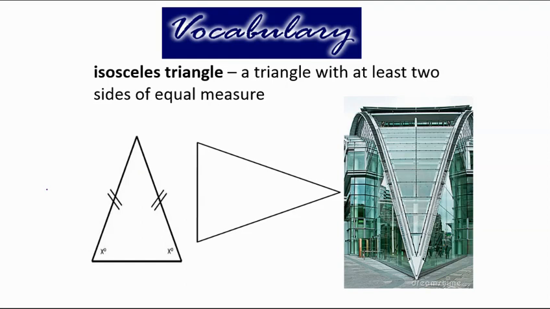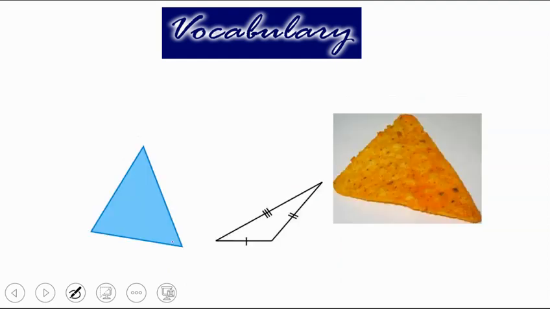And one thing to know in an isosceles triangle is if these two sides are equal, that means these two angles also have to be equal. And that's information that will come in handy. All right, next up, we've got this. Notice I have a Dorito as an example. In this triangle, notice this side has one tick mark. This side has two tick marks.